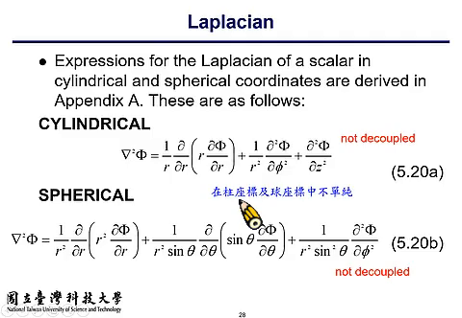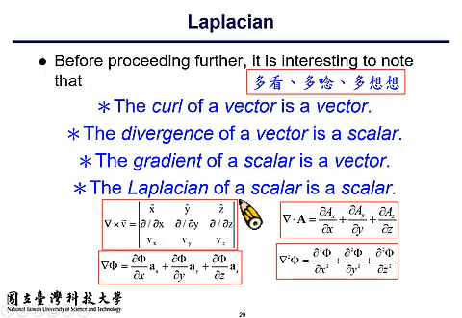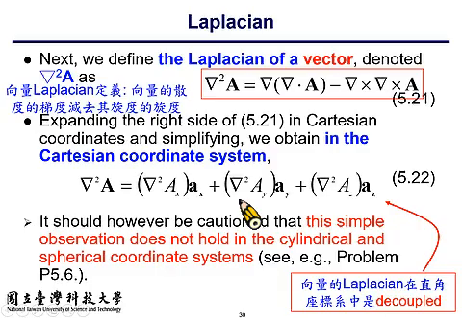So here we introduce the idea of Laplacian of a scalar, right? So here are some things that you should review. The curl of a vector is a vector, the divergence of a vector is a scalar, the gradient of a scalar is a vector, and the Laplacian of a scalar is a scalar. The Laplacian of a vector is also a vector. Let's see. So let me finish this part. The Laplacian of a vector.